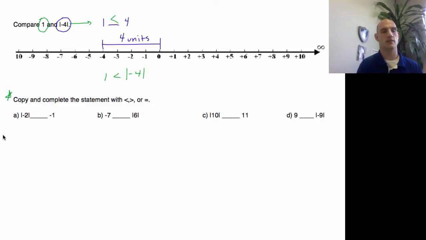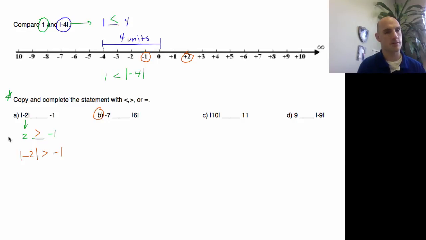Let's copy and complete these. If I'm thinking about the absolute value of -2 and comparing that to -1, which one's bigger? To solve that, I'm going to need to think about what is the absolute value of -2. The absolute value of -2 is going to be how far it is from 0. So 2. And -1 is just -1. So which one's bigger? Which one's farther to the right on the number line? Well, here's 2, and here's -1. So the bigger number is the absolute value of -2. So to copy and complete, the absolute value of -2 is greater than -1.